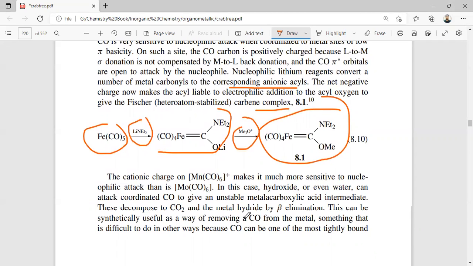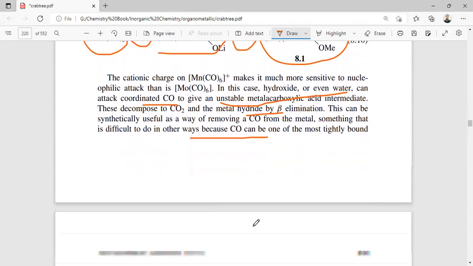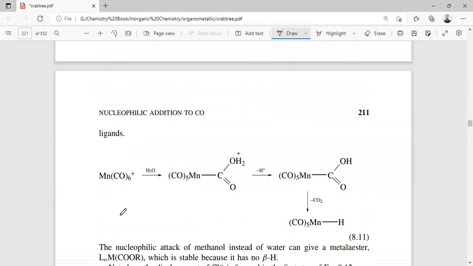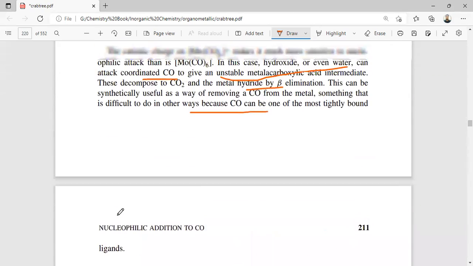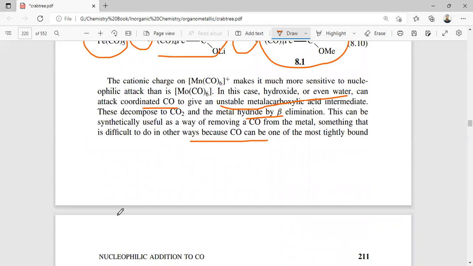In the case of hydroxide or even water, they can attack the coordinated CO to give an unstable metallacarboxylic acid intermediate. This decomposes to CO2 and the metal hydride by beta elimination. So this can be synthetically used as a very good way to remove CO from the metal, something that is difficult to do in other ways, because CO is one of the most tightly bound ligands in metal complexes. So here, by using this strategy, CO removal from the metal center is possible.